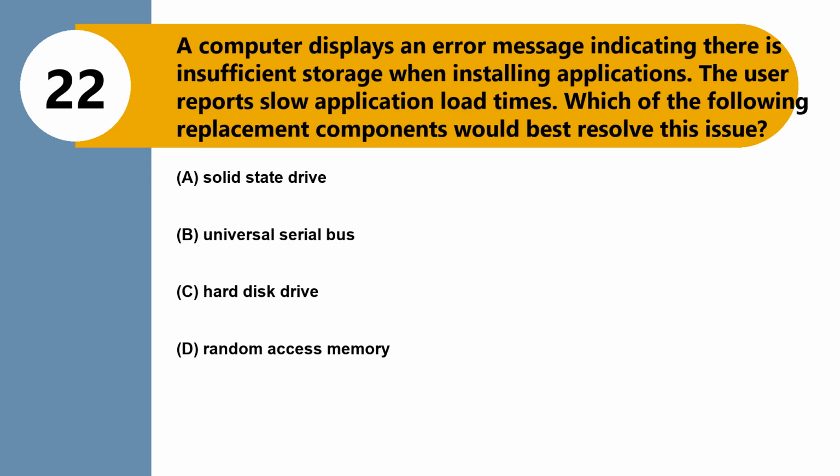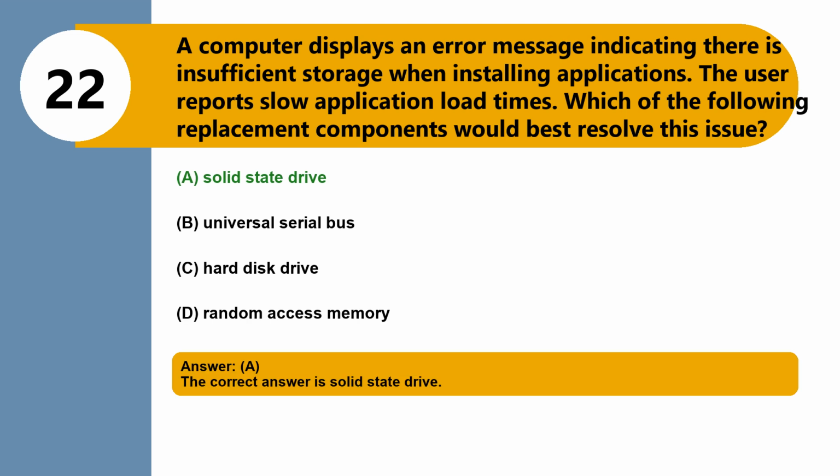Question 22. A computer displays an error message indicating there is insufficient storage when installing applications. The user reports slow application load times. Which of the following replacement components would best resolve this issue? Option A, solid-state drive. Option B, universal serial bus. Option C, hard disk drive. Option D, random access memory. The correct answer is option A, solid-state drive.